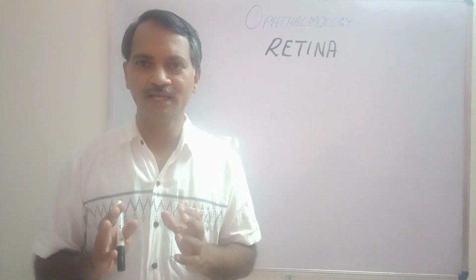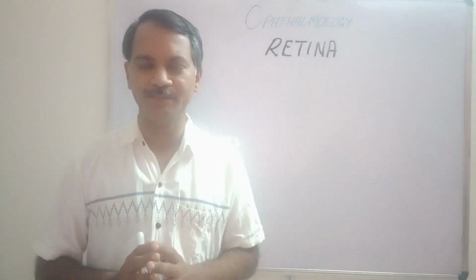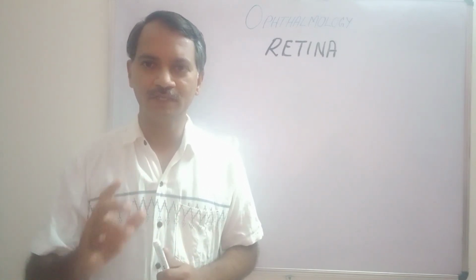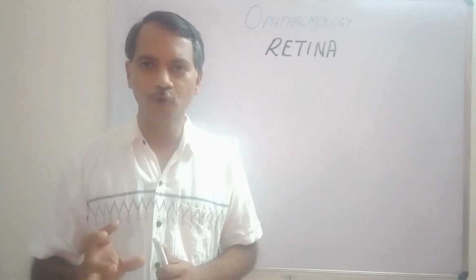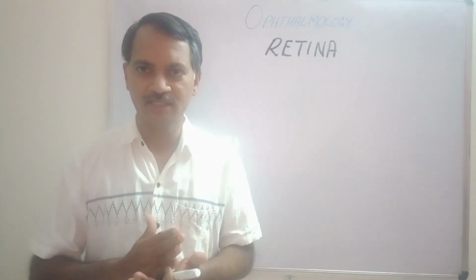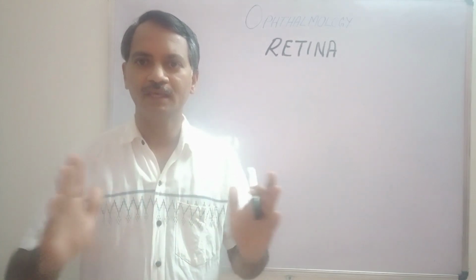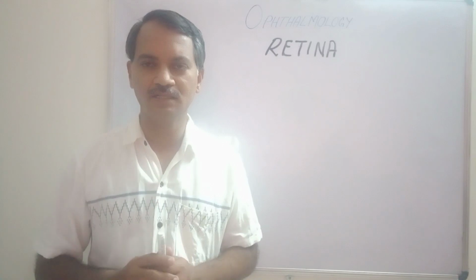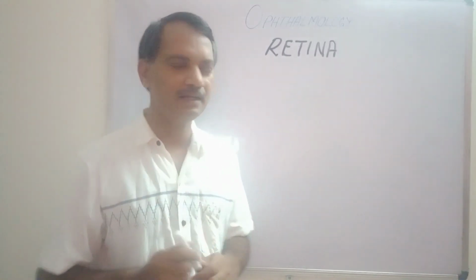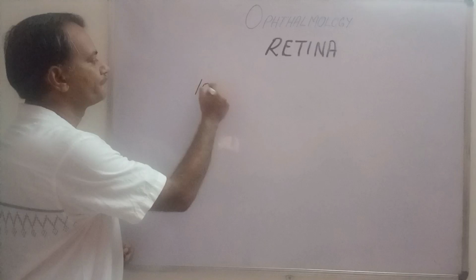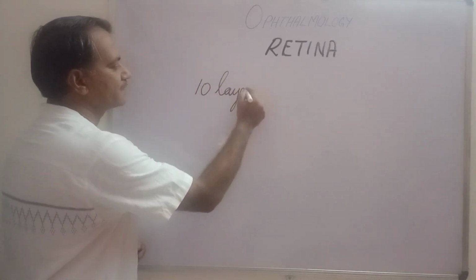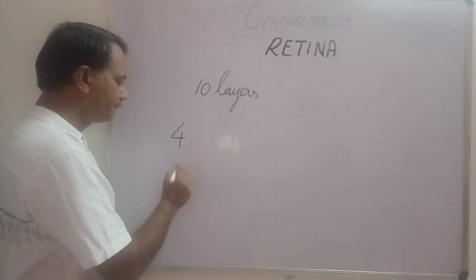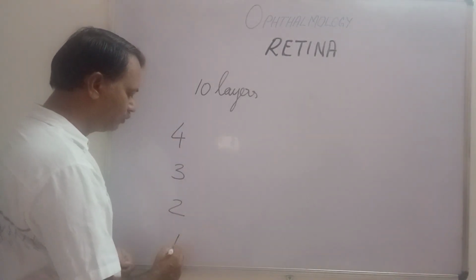Today I am going to tell about the simple anatomy of the retina. You know that the anatomy of the retina is composed of a cross section as well as the mapping of the retina. As far as the cross section is concerned, there are 10 layers in the retina. The 10 layers can be divided into 4, 3, 2 and 1.